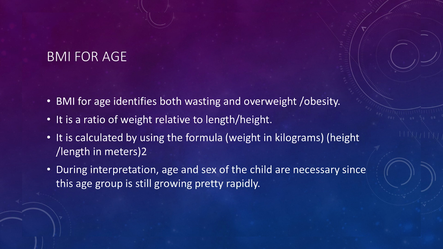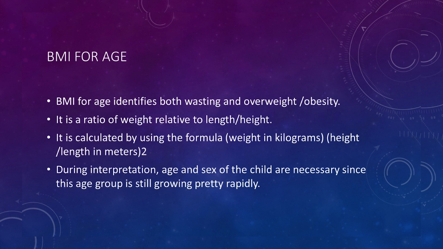During interpretation, the age and sex of the child are necessary, since this age group is still growing pretty rapidly. So BMI gives us an idea about whether the child is suffering from wasting, overweight, obesity or underweight, and the formula of BMI is weight in kilograms divided by length in meters squared.